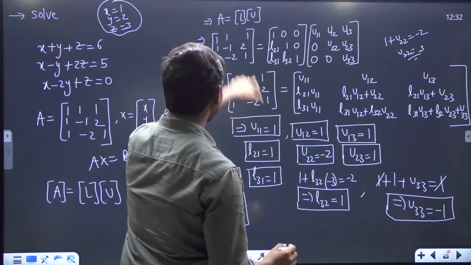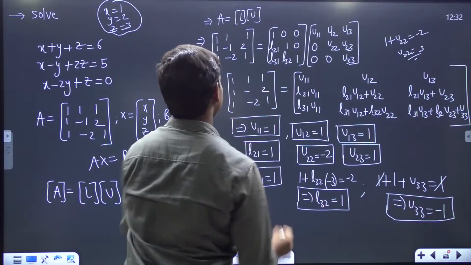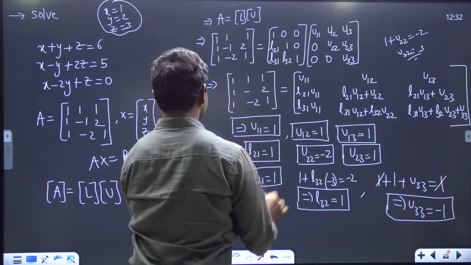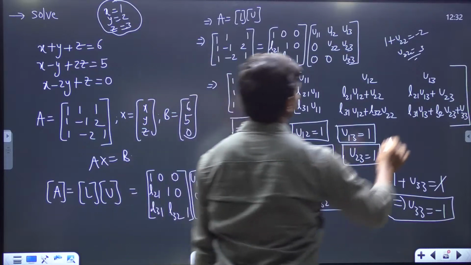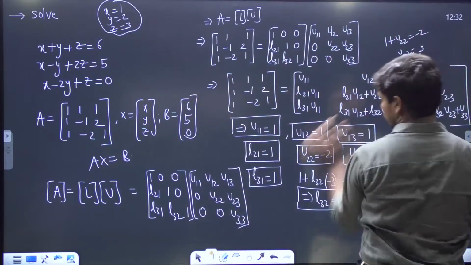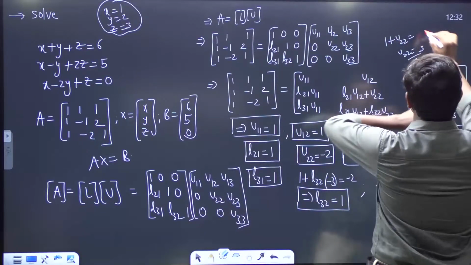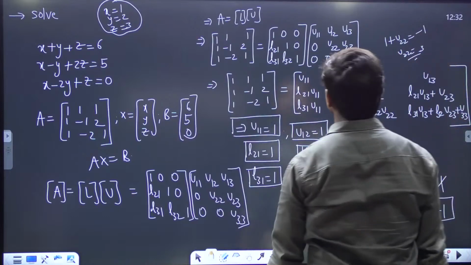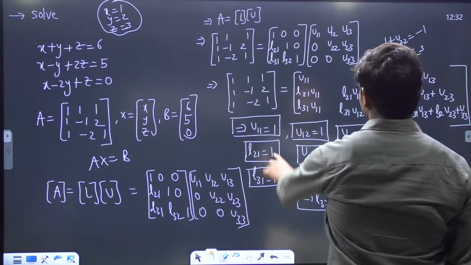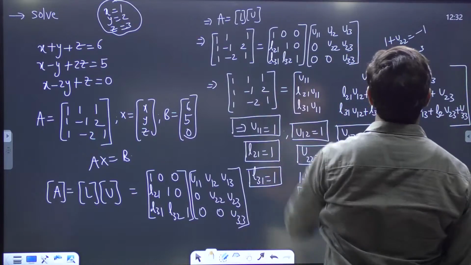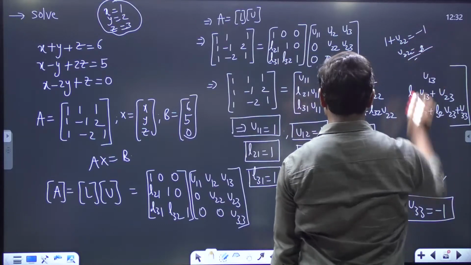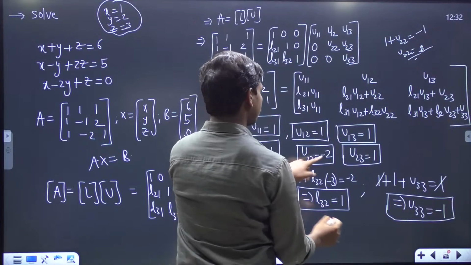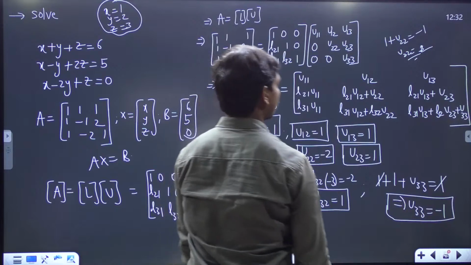This element itself I have copied wrongly. So this is minus 1. If this is minus 1, then this value is also minus 1. If this value is minus 1, 1 plus U22 is equal to minus 1. So U22 is minus 2. Correct? So this U22 is minus 2. Okay.